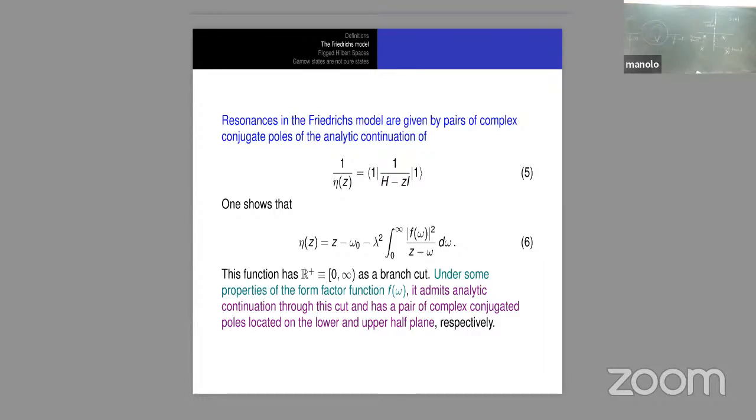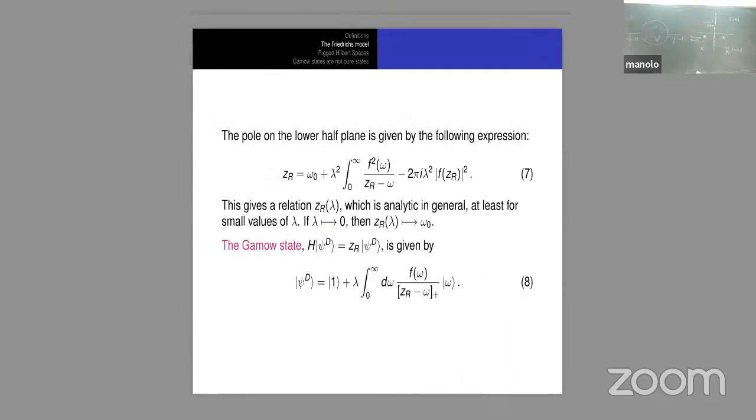Under some properties of the form factor f omega, the function which appears under the integral sign, it admits analytic continuation through this cut and has a pair of complex conjugate poles located on the lower and the upper half plane respectively. We can obtain these poles, and they have the form given by the upper formula in this transparency. This gives a relation which is analytic in general, at least for small values of lambda. If lambda goes to 0, the resonance goes to the value of the bound state of the free Hamiltonian.